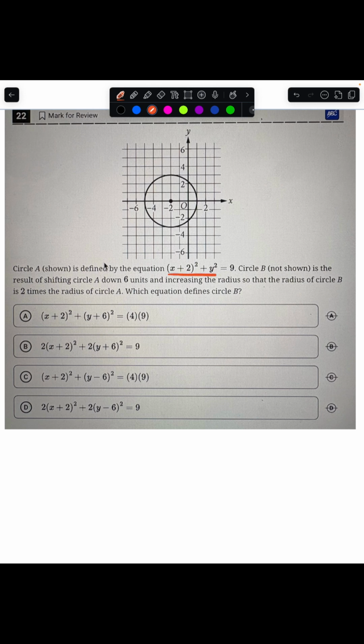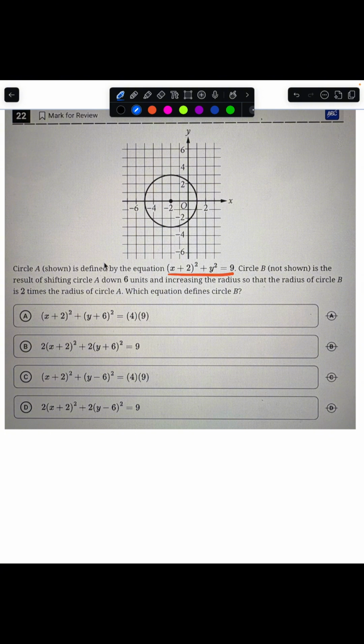No question you're going to have a couple of circle problems on the SAT. Let's take a look. We're given a circle and an equation, and we're told that there's a circle B which is not shown. It is a result of shifting circle A down 6 units and increasing the radius so that the radius of the new circle B is 2 times the radius of circle A. And then we're asked which equation defines the new circle B.